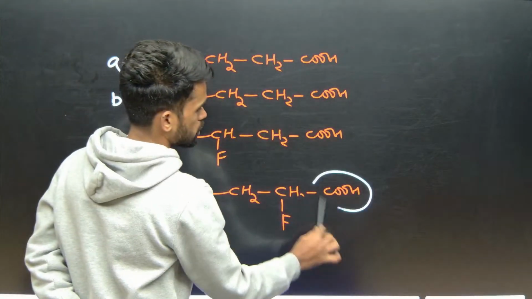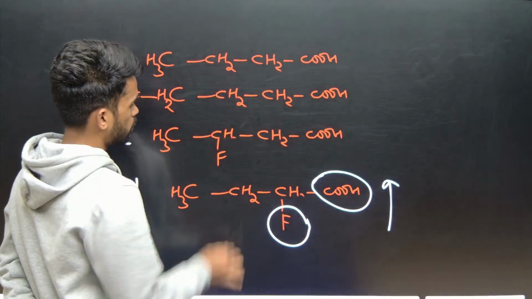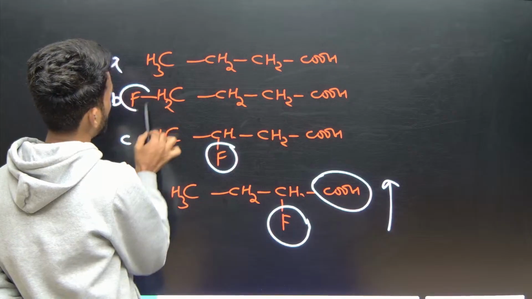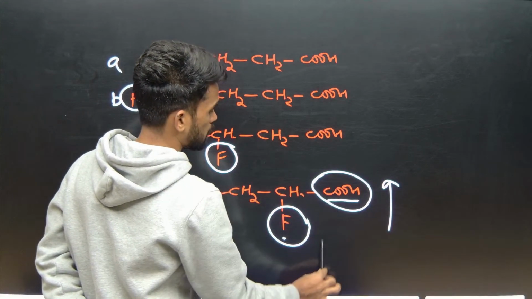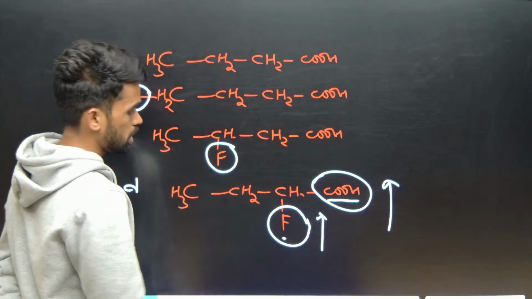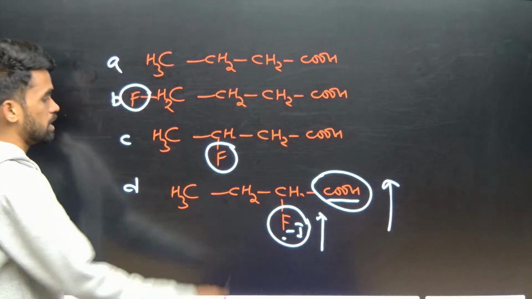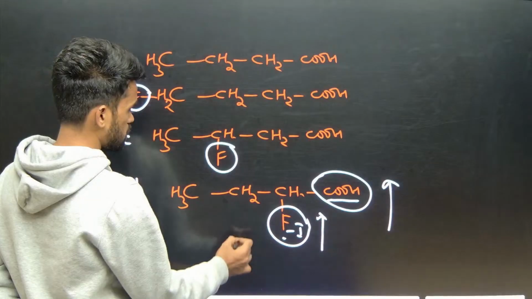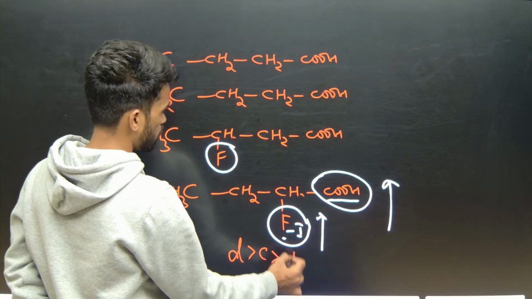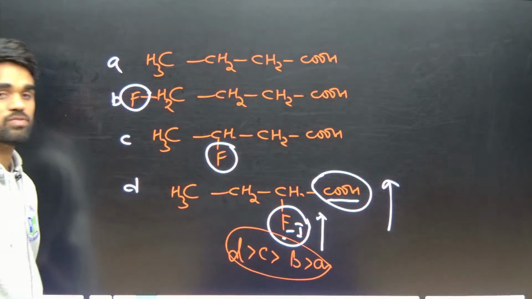Carboxylic acidic nature is more when there is an electron withdrawing group. Here we have an electron withdrawing group, but it must be very close, then the inductive effect will be more. The minus I effect will be more when it is very close. As distance increases, the inductive effect decreases. Therefore, the order of acidic nature is D, C, B, A. This is your answer for the question.